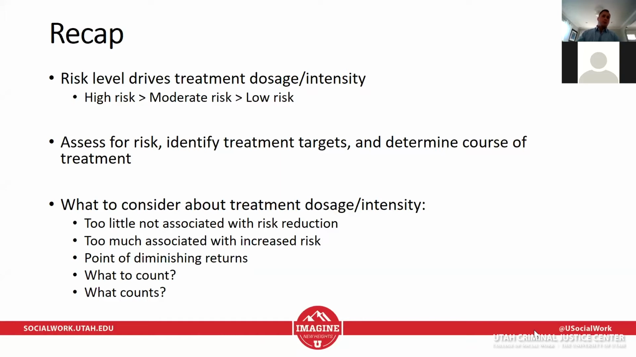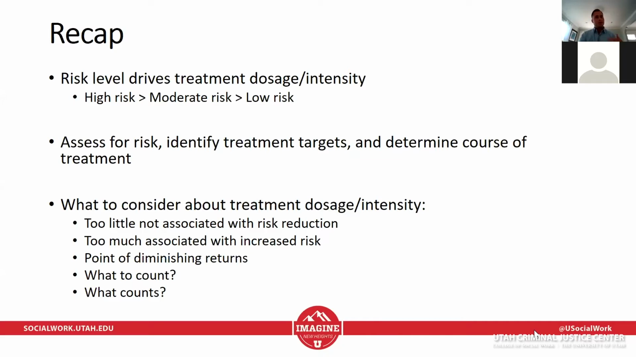In doing this, there are a number of things to consider about treatment dosage and intensity. First, the research has demonstrated that too little duration and intensity might not be associated with risk reduction. So it's meeting that threshold that, at least in the research, seems to work. And obviously, this is going to vary across different risk levels.